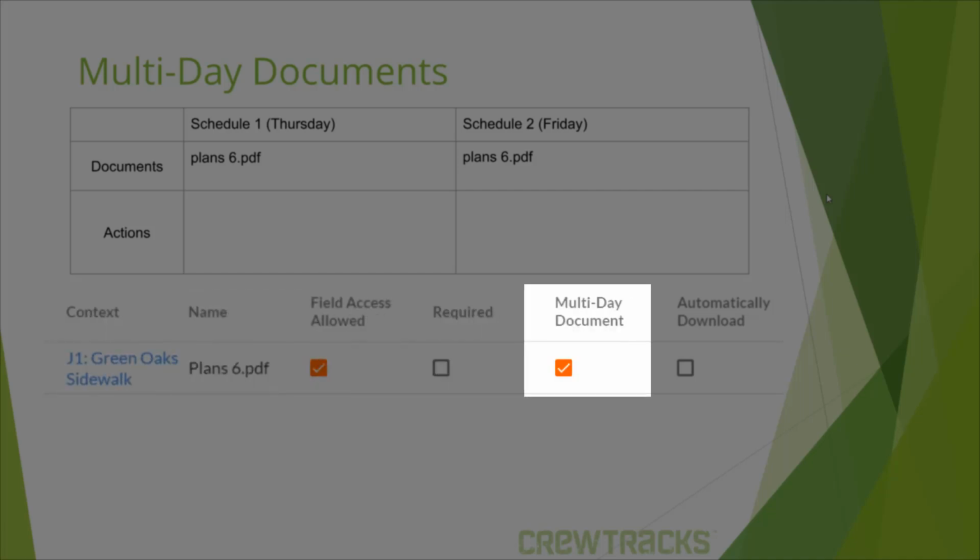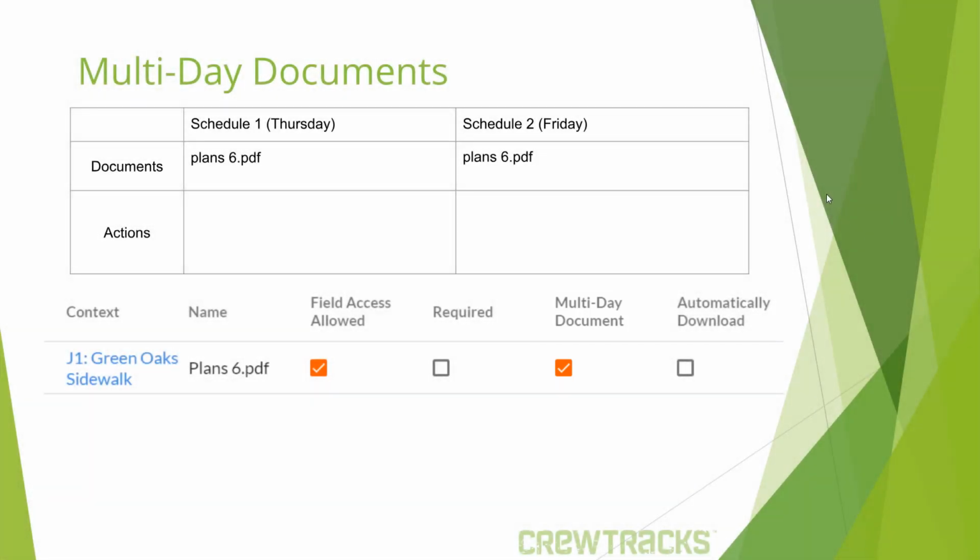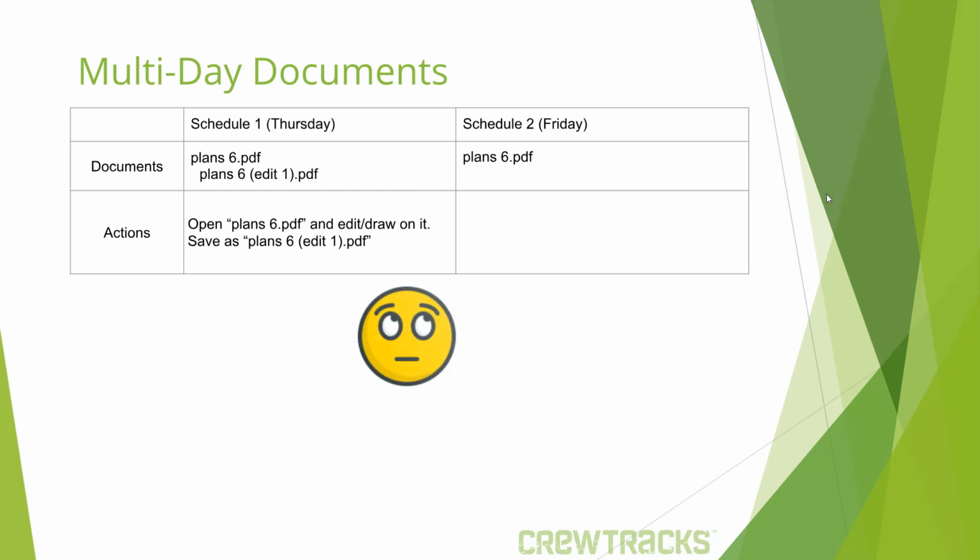Now, this is the important part. I have checked this box, multi-day document. That tells CrewTracks when this document is edited, we're going to want those edits carried over to the next schedule where this document shows up. So let's say on Thursday, the foreman gets on his iPad and he opens plan6.pdf and he edits or draws on it, and then he saves it as plan6edit1.pdf. At this point, CrewTracks doesn't just add plan6edit1.pdf to that Thursday schedule. It's also, because you checked multi-day document, it's going to look ahead and say, hey, are there any other schedules that have this document that these edits need to carry over to? Yep, look at that. Schedule 2 has it as well. So CrewTracks puts plan6edit1.pdf on that schedule.